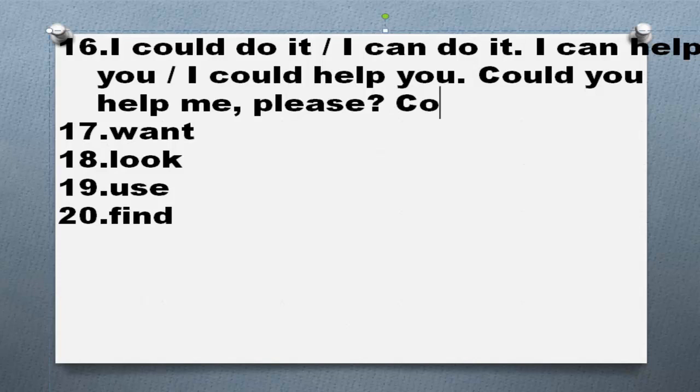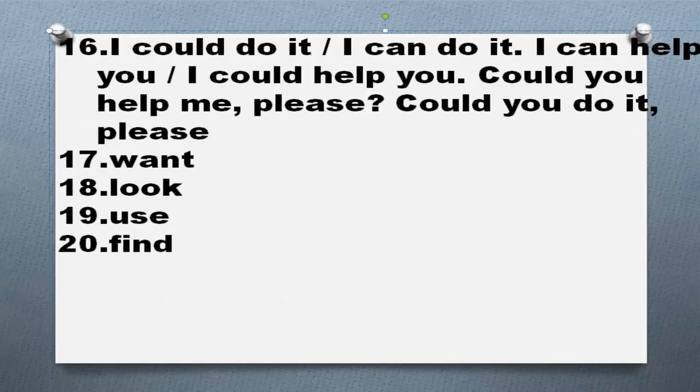Далее. Ты мог бы это сделать? Could you do it, please? То есть глагол could является как мог в прошедшее время и как мог бы в вопросе.